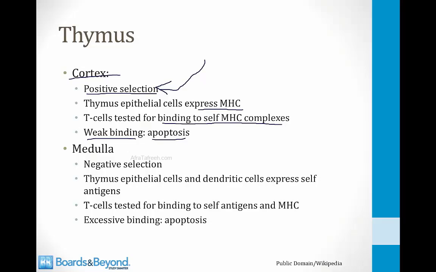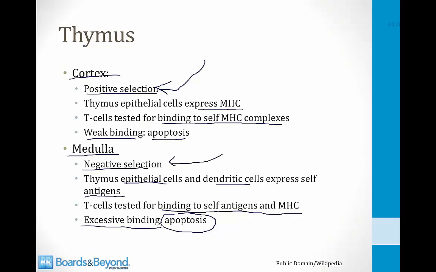After cells survive the cortex, they migrate to the medulla, which is the inner portion of the thymus. In the medulla, a process called negative selection occurs. Thymus epithelial cells and dendritic cells will express self-antigens in the context of MHC. T cells are tested for their binding to self-antigens in MHC. If they bind too strongly, they will undergo apoptosis. This is a very important process to prevent autoimmune diseases. If we allowed T cells to survive the thymus that bound very strongly to self-antigens, we would get lots of autoimmune disease. And this is called negative selection because we are allowing cells to survive that do not bind very strongly to self-antigens and MHC complexes.